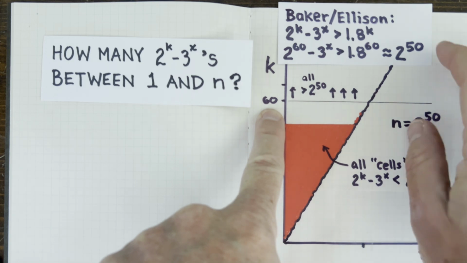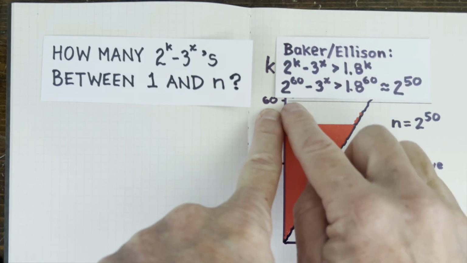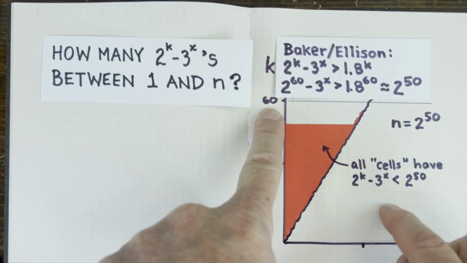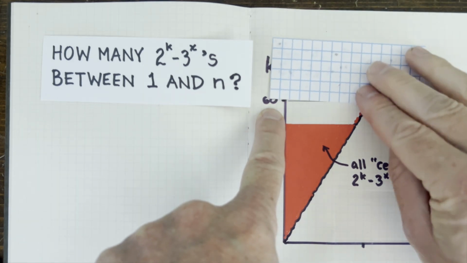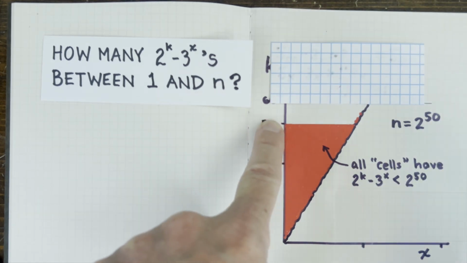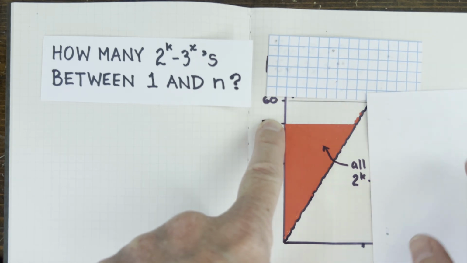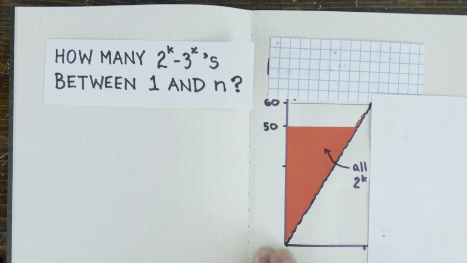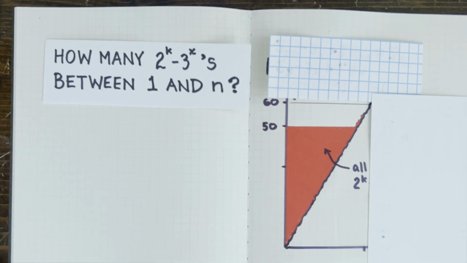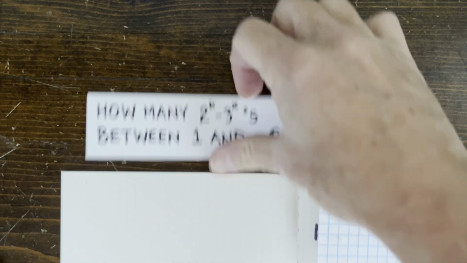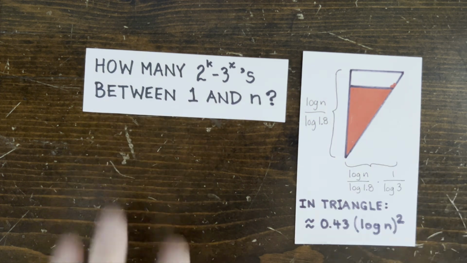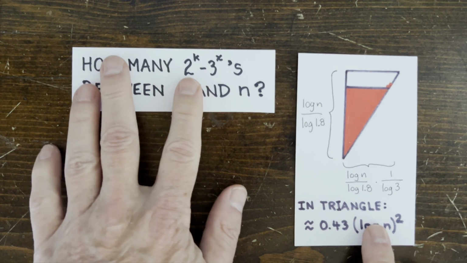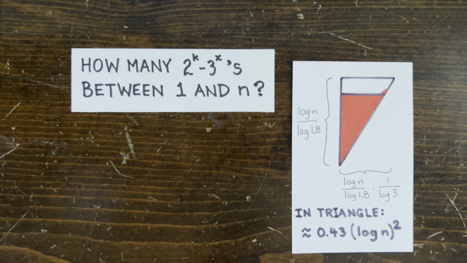So anything red is going to be under that line, which means we can upper bound the amount of red by calculating the number of cells in this big triangle, which is half of this big rectangle. And if we measure the height, we can see that if n is 2^50, log n is 50, so it's going to be a bit more than log n. And here's what it looks like in general. The height is log n over log 1.8, and the width is the same thing over log 3. And if we approximate all these constants, we get about 0.43 times log n squared.